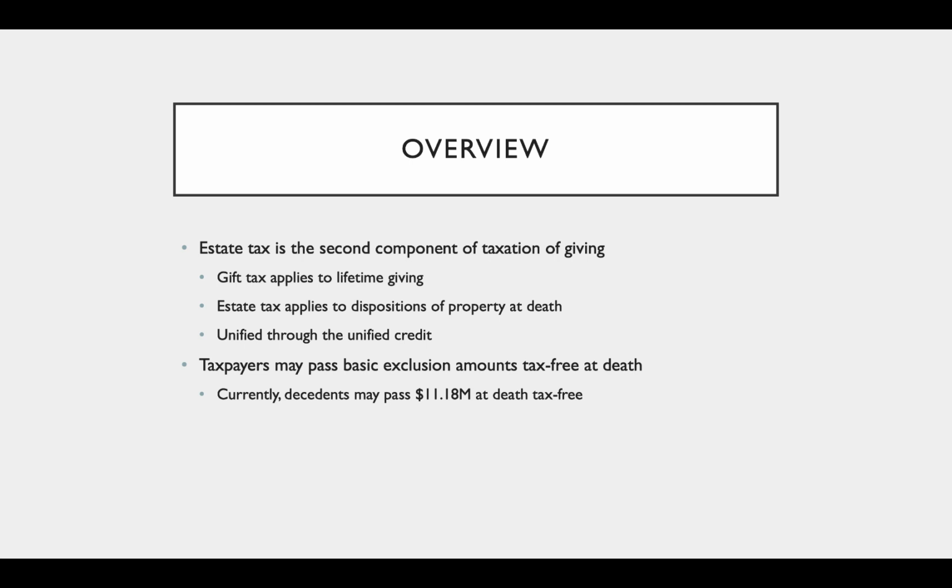Again, that's important. If they weren't unified, taxpayers could manipulate one or the other. They could give away wealth during lifetimes to circumvent the estate tax, or they could wait until they die and give away all their property at death to circumvent the gift tax. And as we know, taxpayers may pass the basic exclusion amounts tax-free at death, and currently that's $11.18 million.